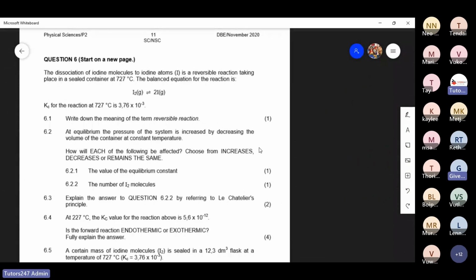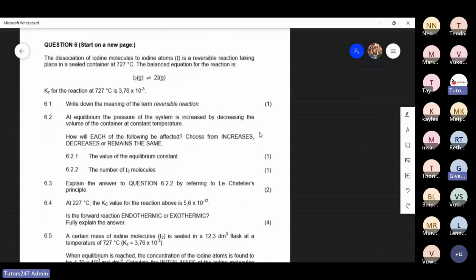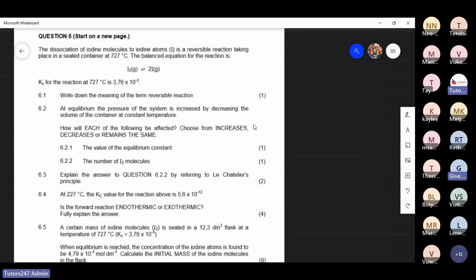Now, this is a November 2020 exam paper. We've got question 6, so let us read question 6. The dissociation of iodine molecules to iodine atoms is represented by the reaction taking place. It is a reversible reaction taking place in a sealed container at 727 degrees Celsius. The balanced equation for the reaction is I2 dissociates into 2I.